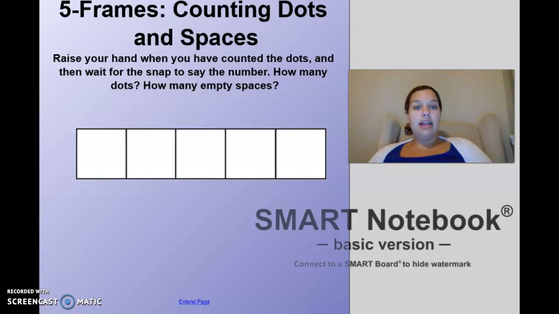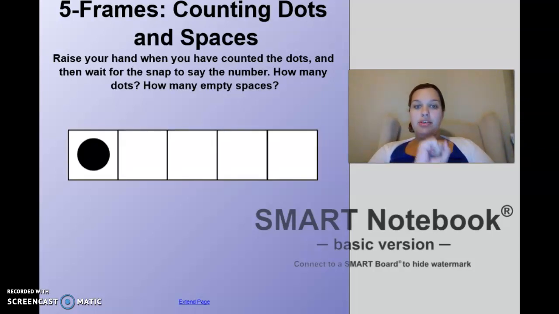To warm up our brain, we're going to do some 5-frame counting dots and spaces. Now, you guys have gotten really good at subitizing, which means you just look at something, you know the number, and you say it. So I'm going to ask you how many dots and how many spaces. How many dots? How many spaces? 5, good job.